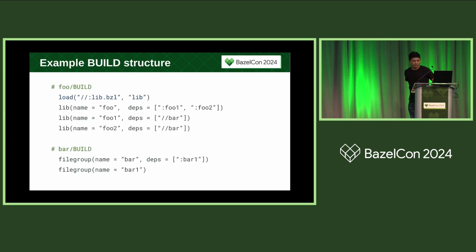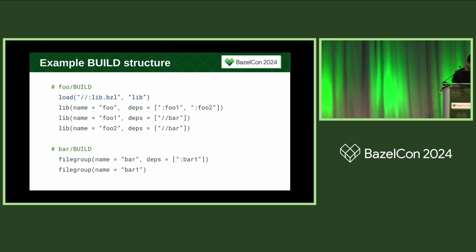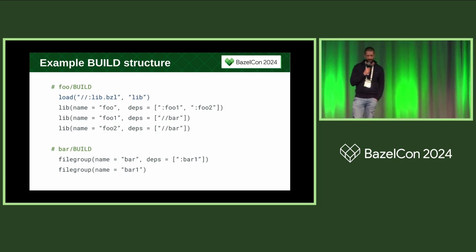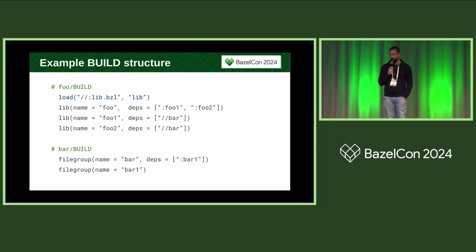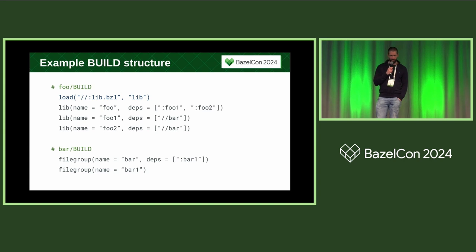So now, before we go to explaining the ideas, let's explain a bit more how Bazel actually works. I'll do the explanation on two very simple build files. The first one is foo. It loads one Bazel library. It has foo, foo1, and foo2 targets. Foo depends on foo1 and foo2. And both of them depend on bar, which happens to be in another package. And it depends on the bar1 target.